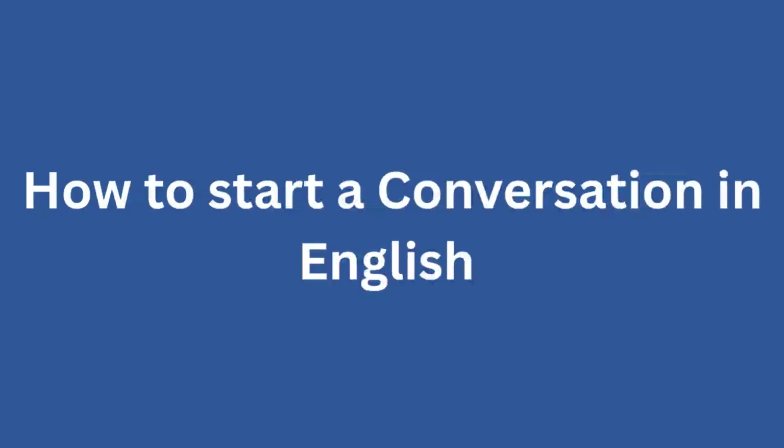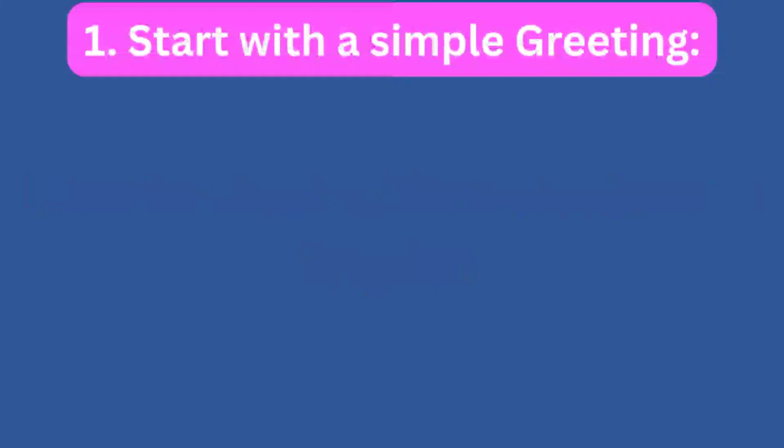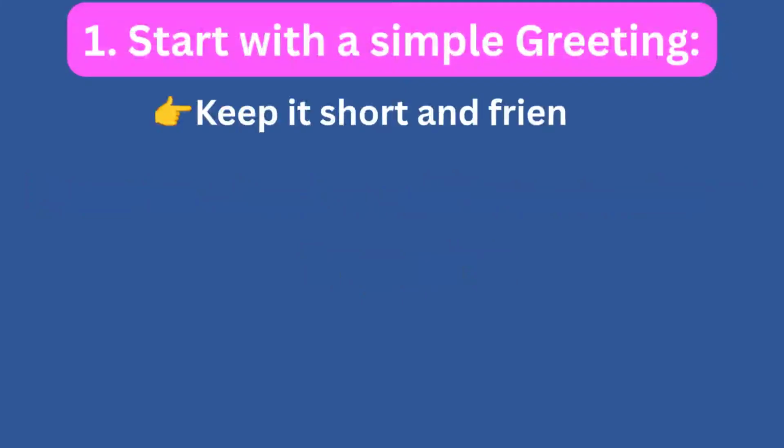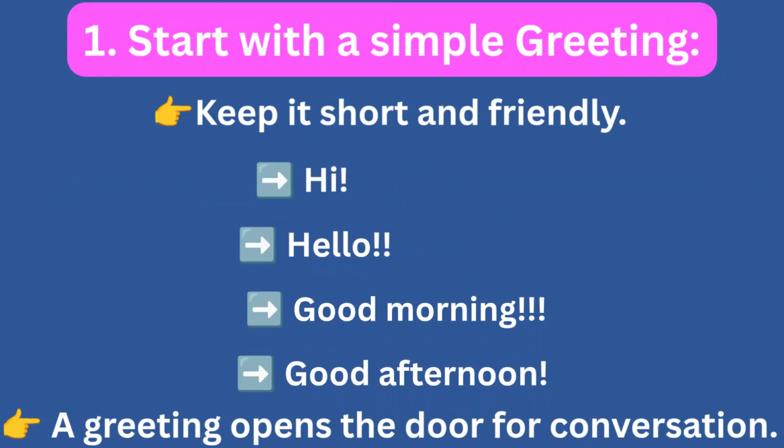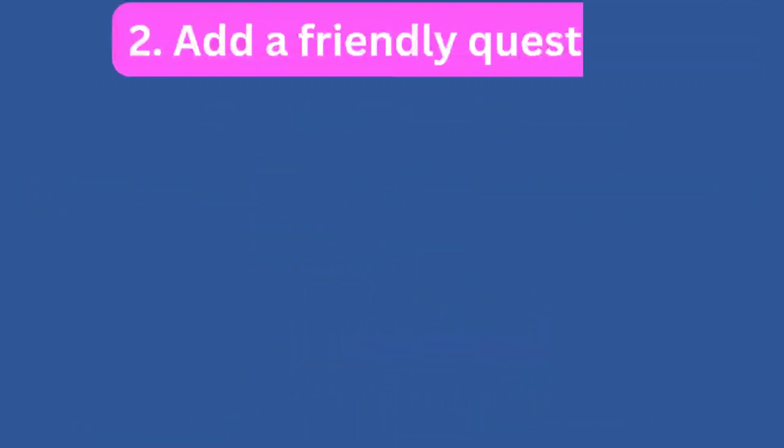How to start a conversation in English. 1. Start with a simple greeting. Keep it short and friendly, like, "Hi, hello, good morning, good afternoon." A greeting opens the door for conversation.